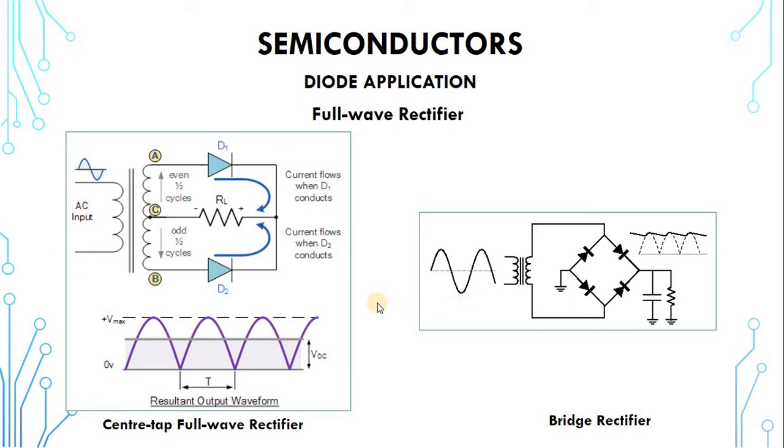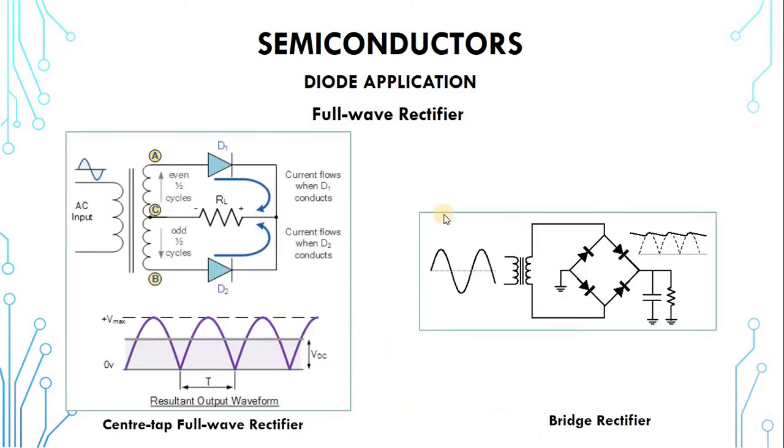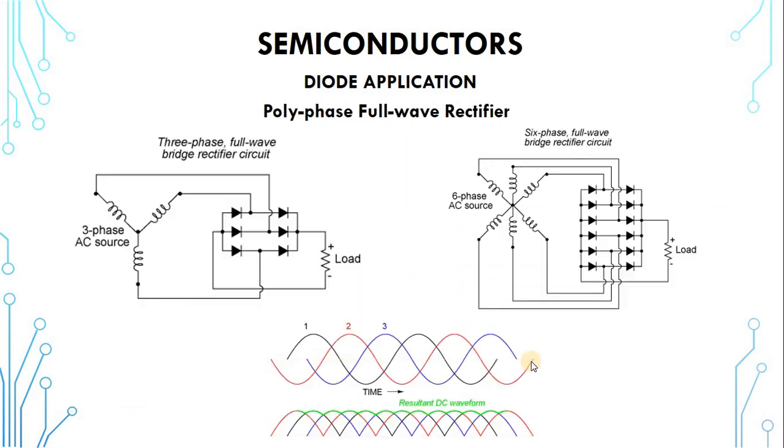And so that is it with the full wave rectifier. But then we have polyphase full wave rectifiers. Now these ones, without using the capacitor, already provide what I would say is a smoother waveform as compared to the normal full wave rectifier. Here with polyphase, we have 3-phase or 6-phase, as you can see here.